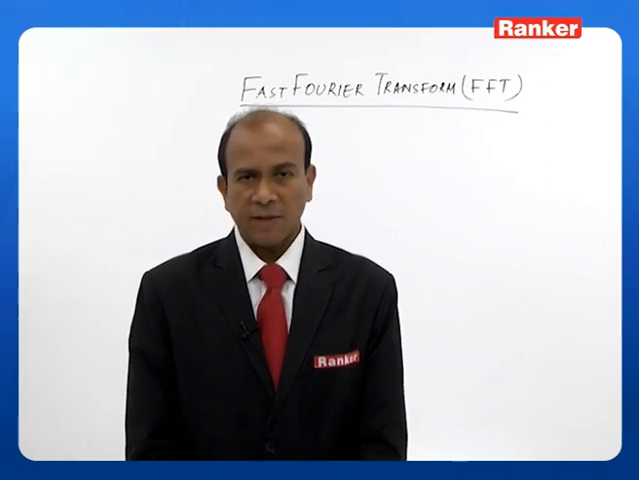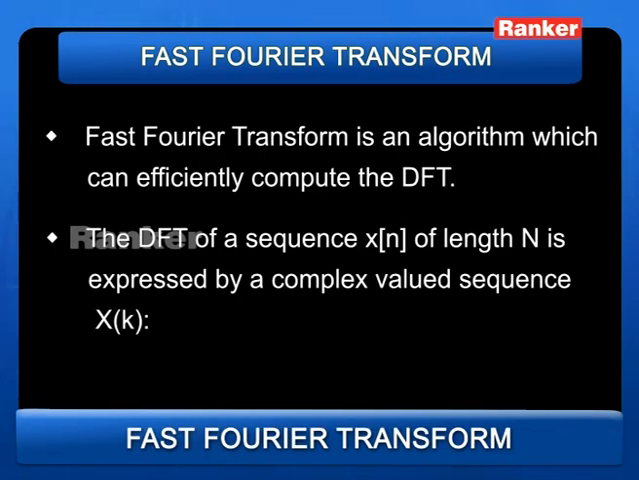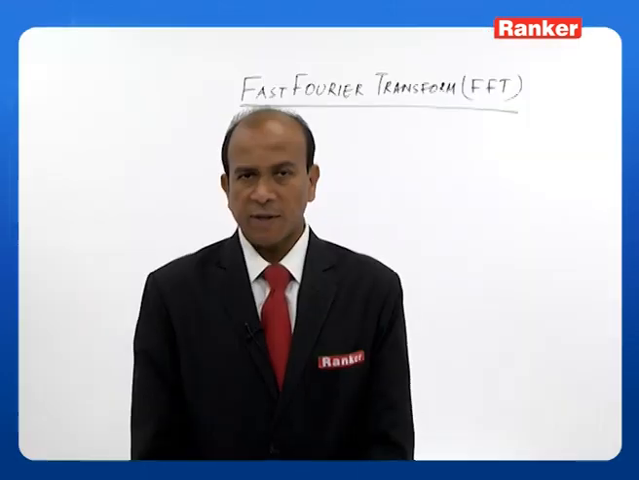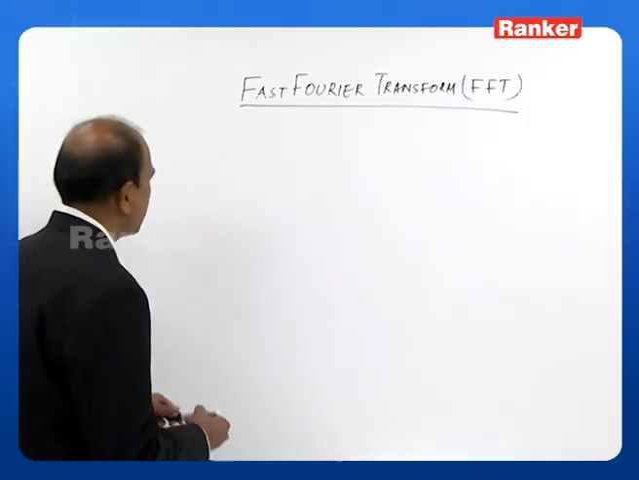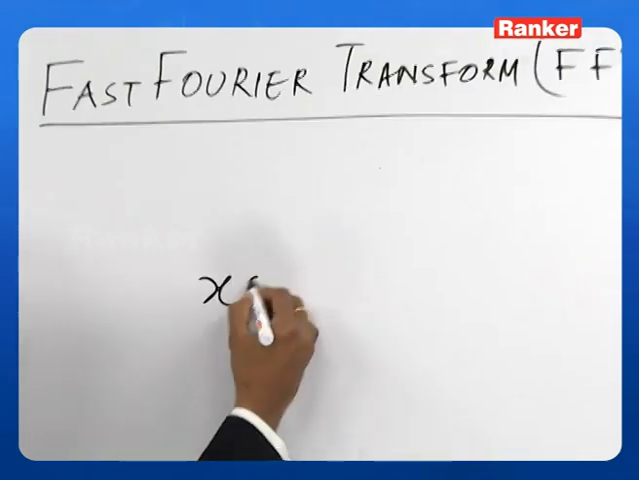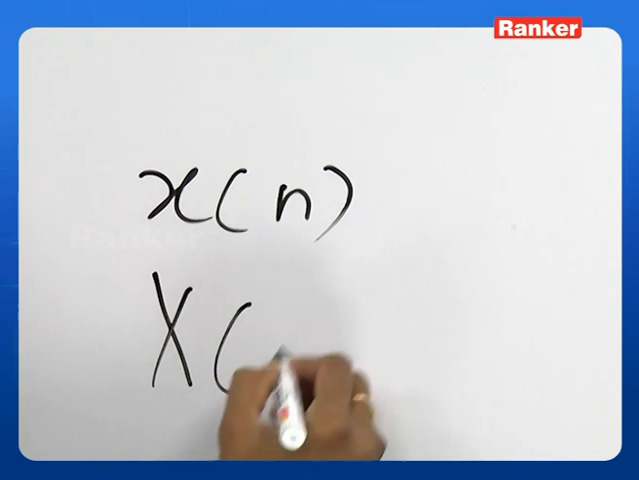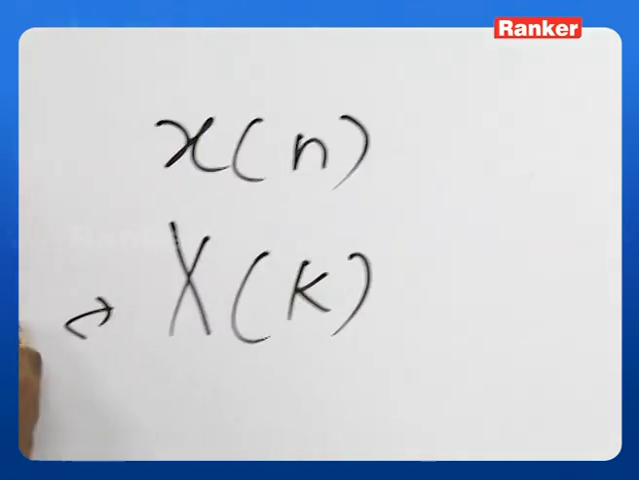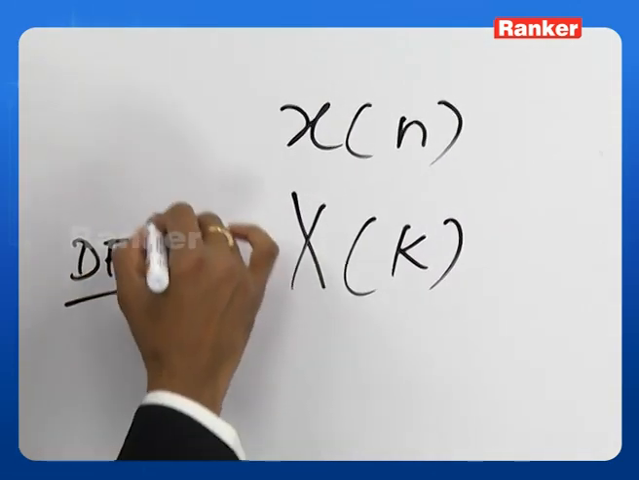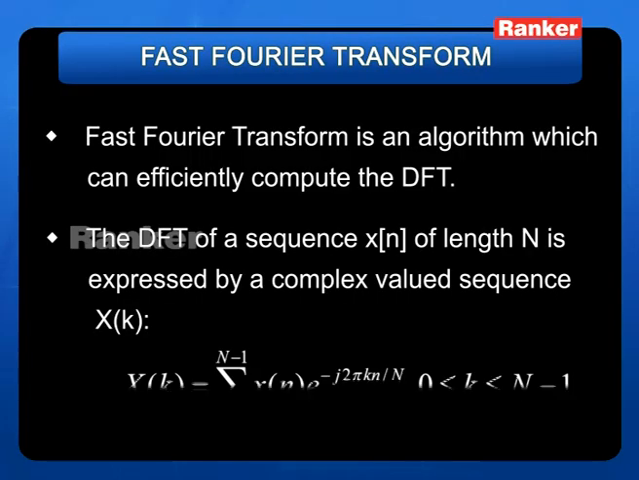The DFT of a sequence x of n of length N is expressed by a complex valued sequence. As you are aware, X of k, capital X of k, is what is used in representing the DFT of a sequence x of n. These are the notations which we are all proficient with, and this is the sequence which we call the DFT of this x of n. So, what is the formula for this?